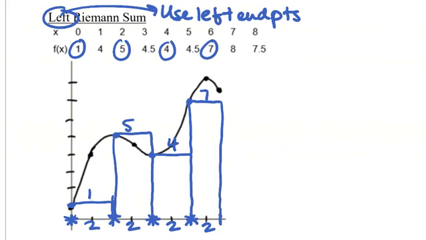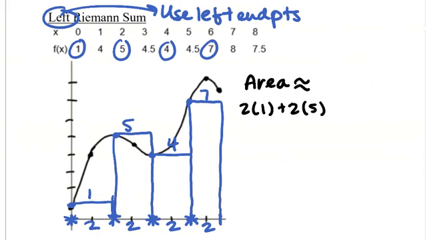And so, finding the area under the curve, the area is approximately equal to, we can tell that it's not going to be exactly equal, because we've got a lot of unaccounted for area over here. We've got some extra area on the second rectangle. It's going to be approximately equal to 2 times 1 plus 2 times 5 plus 2 times 4 plus 2 times 7.